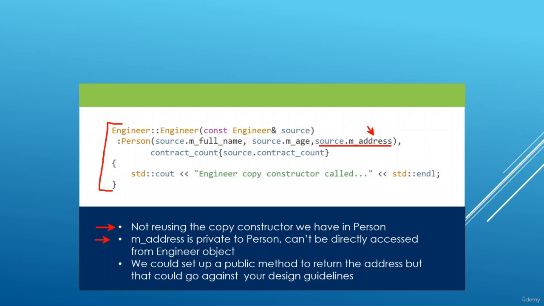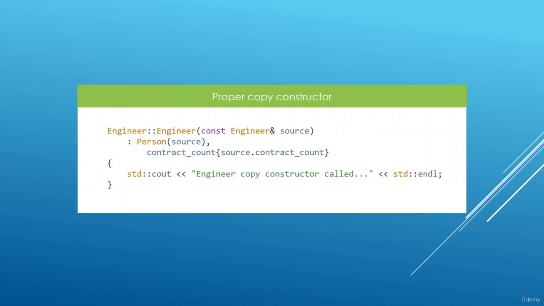Another thing is that this is going to create a temporary copy of person from which we will be copying to initialize the person part of us. We don't want to be making that copy because we hate copies in C++ code. So the best way to do this is to set up your copy constructor in this way.